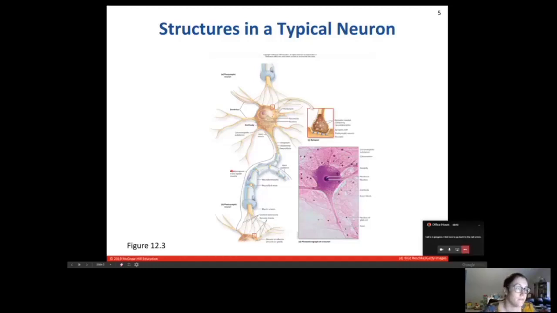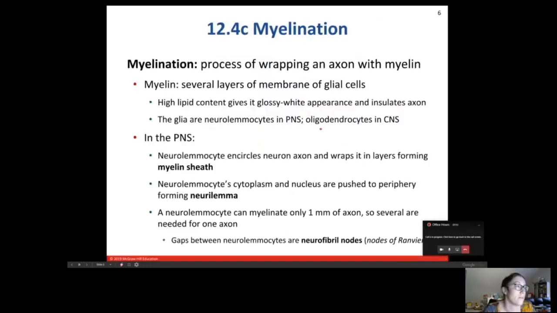In here, we can see these little dark staining areas inside the soma are going to be the chromatophilic substance. Then we have the nucleus in the middle here and the nucleolus. And then you can see this is the axon coming down. Here's the synaptic bulb, and it contains those synaptic vesicles. And this is much like what we talked about with our muscle tissue at the neuromuscular junction.